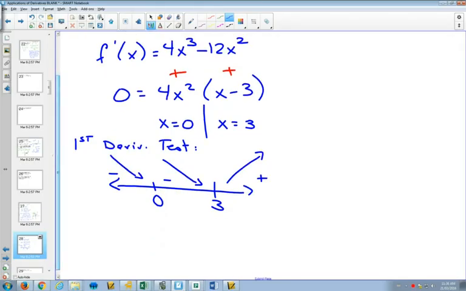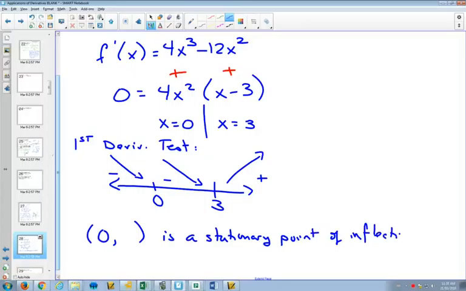So what does that tell us? 0 comma something is a stationary point of inflection. And 3 comma something is a local min.